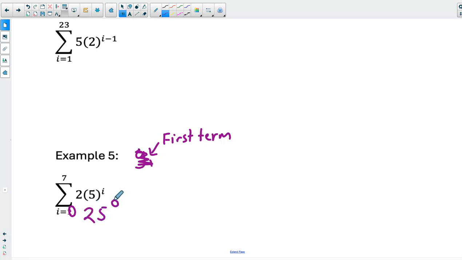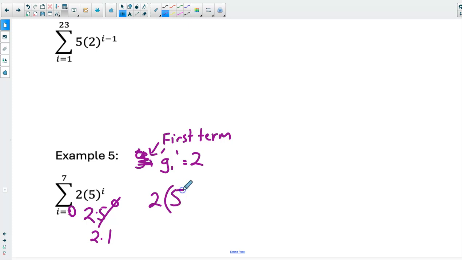What's 5 to the 0? 1. Okay, so watch out for that. 5 to the 0 is 1. So 2 times 1, I get 2. So my g of 1, I'll put little quotes here, equals 2. So let's write this out. So I get 2, and then parentheses here.